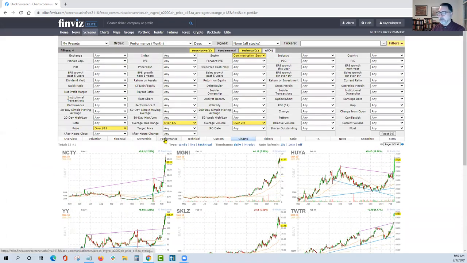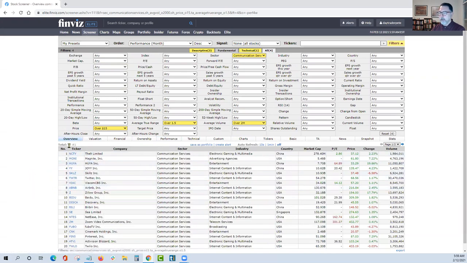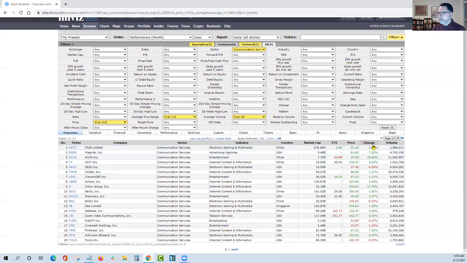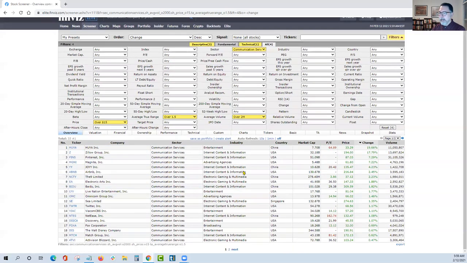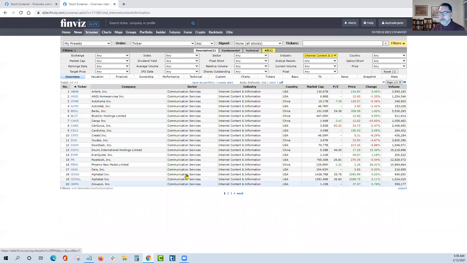So if we go back to performance, and go back to the overview, you have it now broken down by change. Again, let me sort that for you by change. Now you could start to look into the industry group itself. Internet content information seems to be popping up a lot here. So what you now start to do is dig a little bit deeper into that individual industry group. So you right click, it brings that up, and you see it here. So you click on that now, and that breaks it down even further.